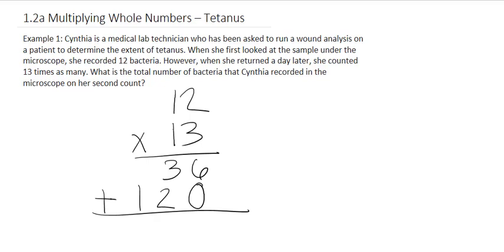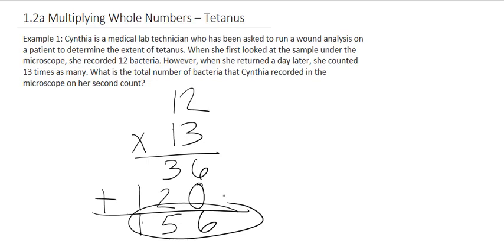So 6 plus 0 is 6. 3 plus 2 is 5. And then we just have the 1. So the bacteria in Cynthia's microscope has grown to 156.